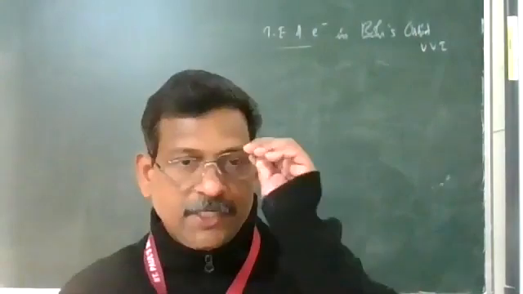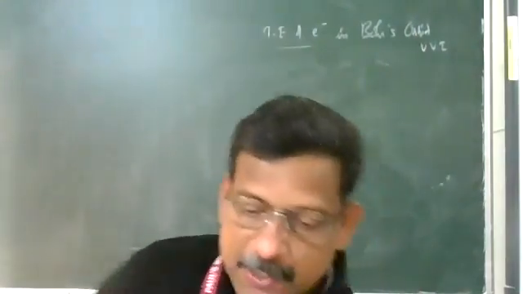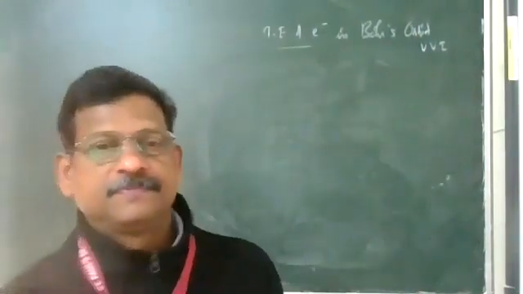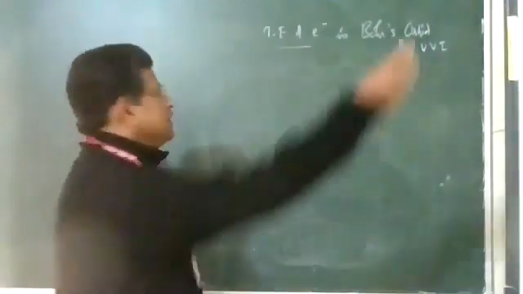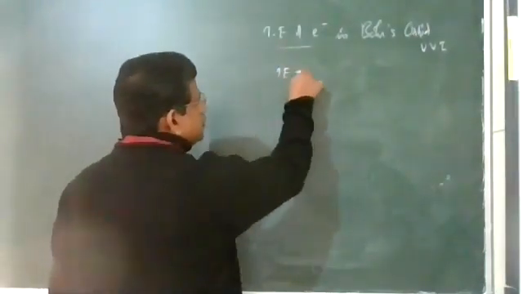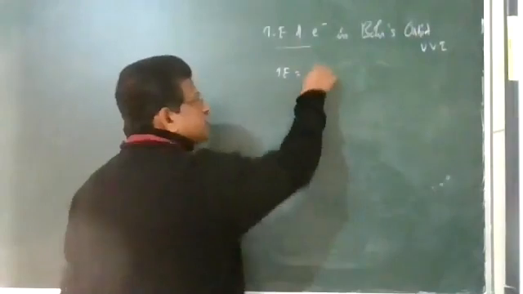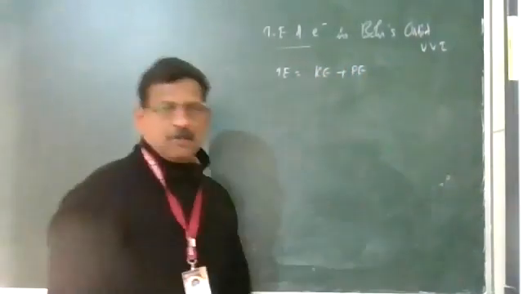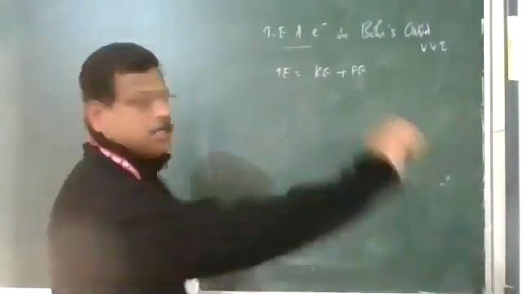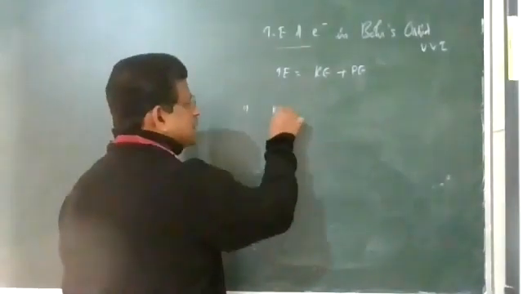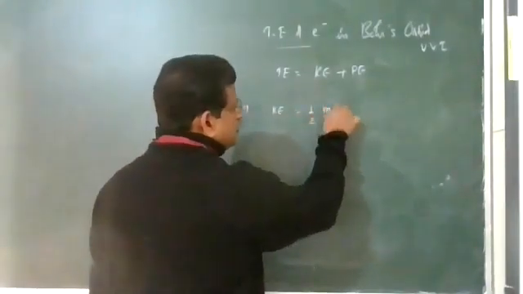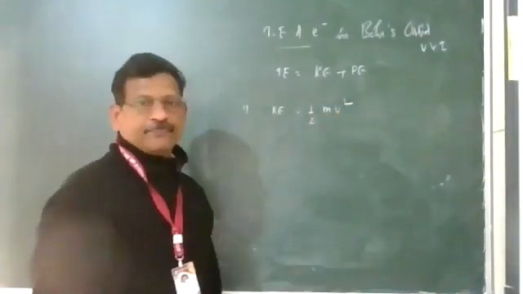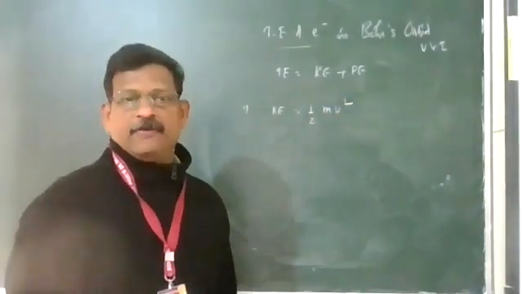The total energy is equal to kinetic energy plus potential energy. Total energy of electron in its orbit is because of its velocity, kinetic energy, and because of the position, potential energy. So what is kinetic energy? Kinetic energy is half mv square. So how to calculate half mv square?